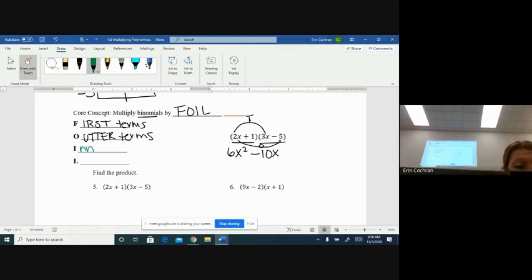Inside or inner? Yeah. You guys could say outside, inside, it doesn't matter. All right, so inner, and what are my inners? 1 and 3x. So what's 1 times 3x? 3x. That's a plus sign. And then L is my last terms. Okay, so my last ones are 1 and -5. And what's 1 times -5? -5.